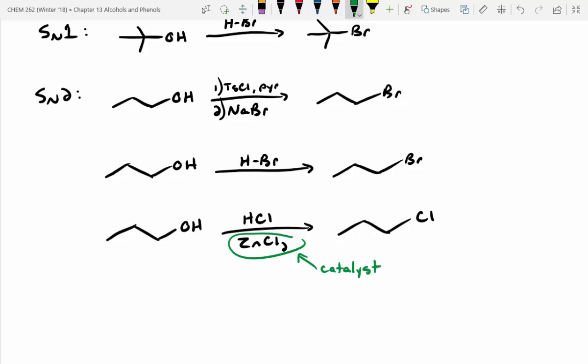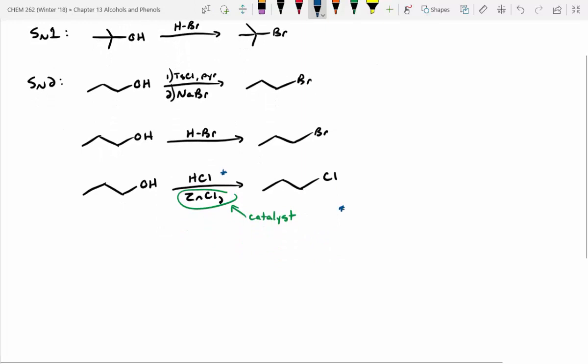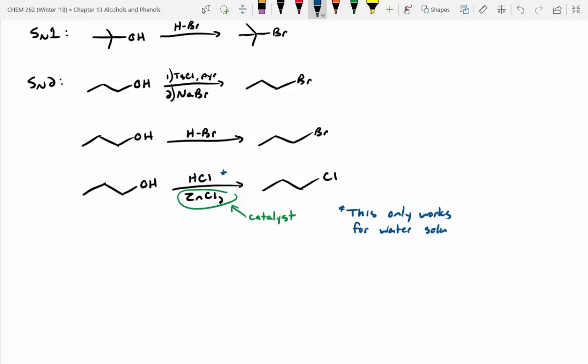And the reason for that is we know the chloride anion isn't the world's best nucleophile, so we kind of have to amp it up a little bit. I'm going to put a big disclaimer on this, though. This only works for water-soluble alcohols. If you've got a big, long, greasy alcohol, this reaction won't work, and that's because zinc chloride isn't soluble in really anything but water, and so we are limited in that regard.